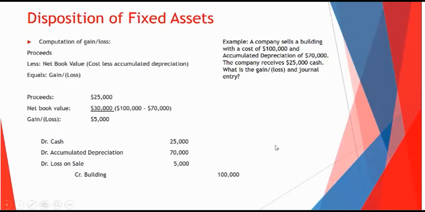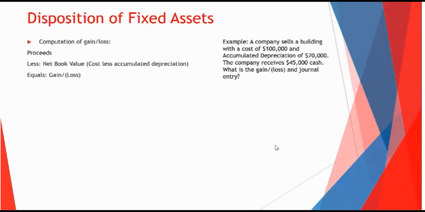Yeah. So that's an example where we had a loss, and then the next slide is just an example where we have a gain. So same exact thing, except there is cash that the company received here of 45,000. Woohoo! Getting rich. That's right. Instead of the previous slide, 25,000. So proceeds 45 grand, net book value is still 30. So now we have a gain of 15,000.